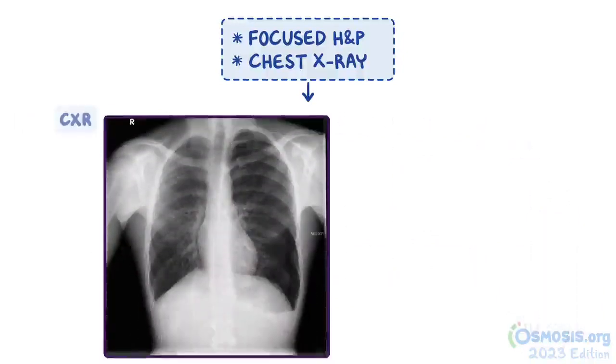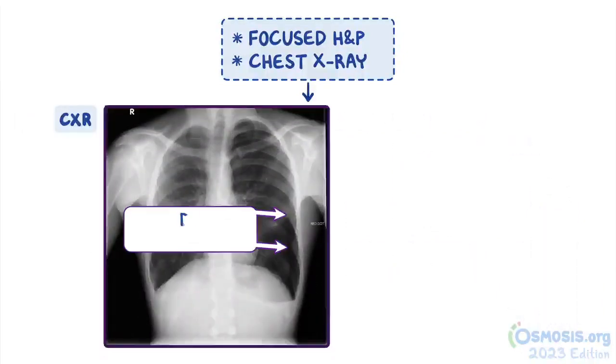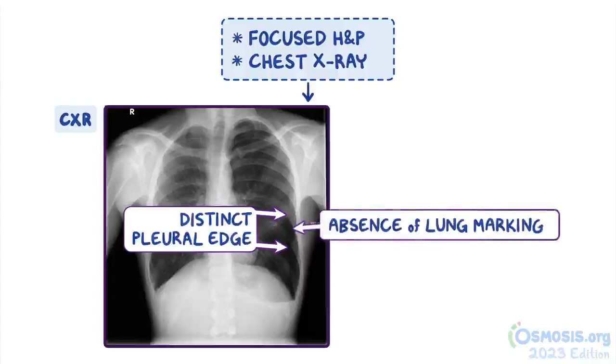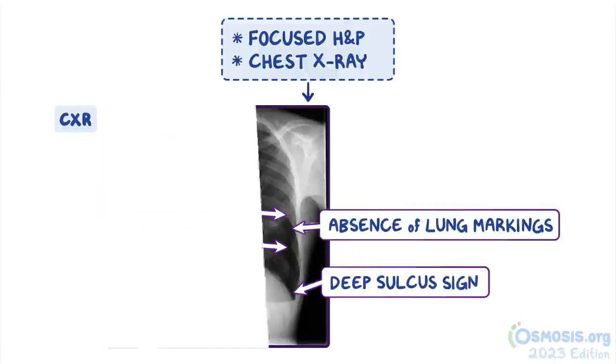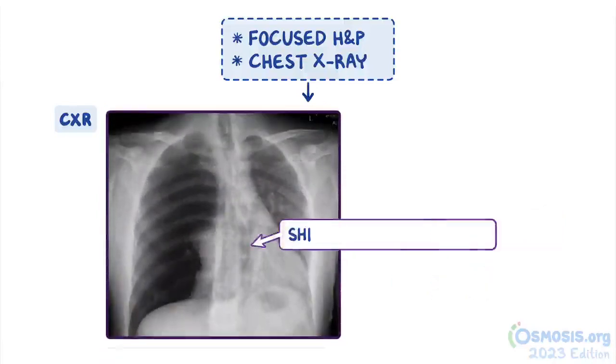However, if you were to perform a chest X-ray, it would show a distinct visceral pleural edge with an absence of lung markings distally, often with a depressed hemidiaphragm ipsilateral to the collapsed lung, known as a deep sulcus sign. In severe cases, you'd see shifting of the mediastinum contralateral to the collapsed lung.